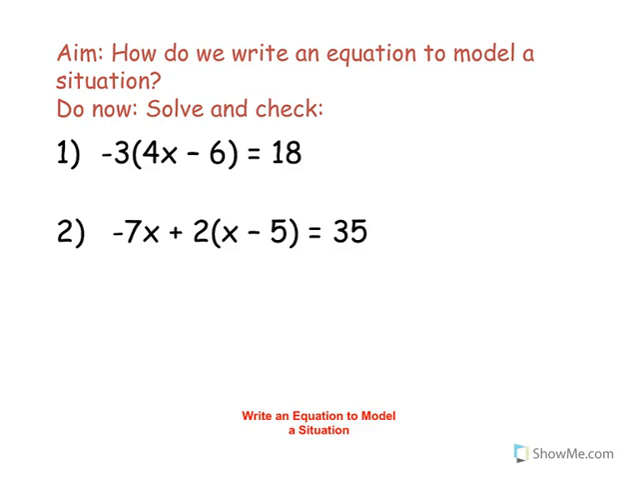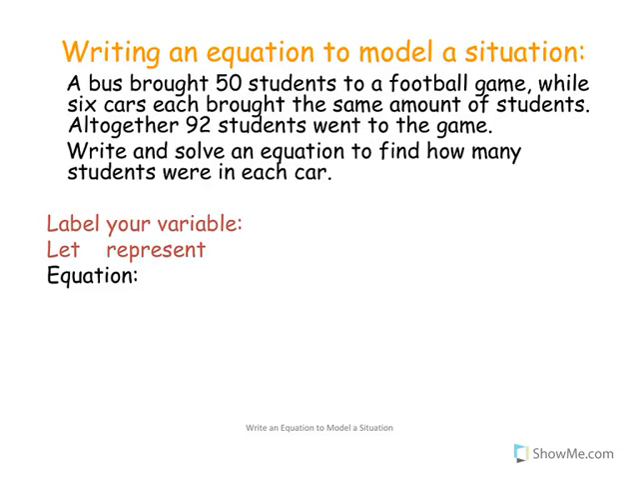So I think we could skip past the do now here because there's going to be a lot kind of jammed into this lesson. So let's take a look at our question. It says a bus, as in one bus, brought 50 students to a football game, while 6 cars each brought the same amount of students. Okay, so we've got 6 cars, and they each brought the same amount of students. Altogether, there were 92 students. Write and solve an equation to find out how many were in each car.